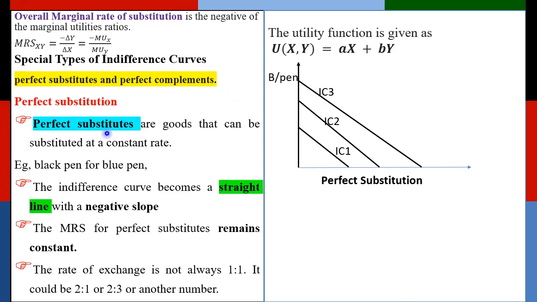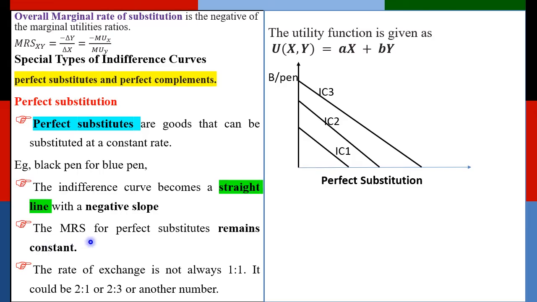What do we mean by perfect substitution? They are goods that can be substituted at a constant rate. For example, a black pen and a blue pen are perfectly substitutable. When an individual has no blue pen, he or she can use the black pen. Therefore, it does not matter. This is what perfectly substitute means, perfectly replacing each other. The indifference curve becomes a straight line with negative slope, downward sloping.